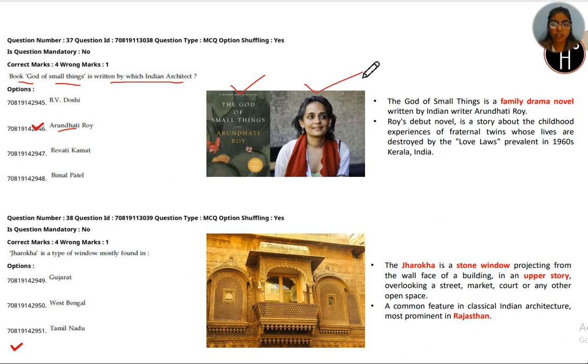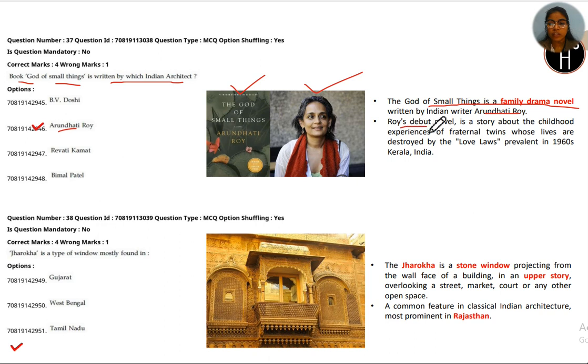This is the image of Arundhati Roy. Please look at the author's name with their face. It's very important. Sometimes they may ask you about the name of the author given and their images on the right hand side. So, The God of Small Things is a family drama novel. Okay, it is a family drama novel which was written by Arundhati Roy.